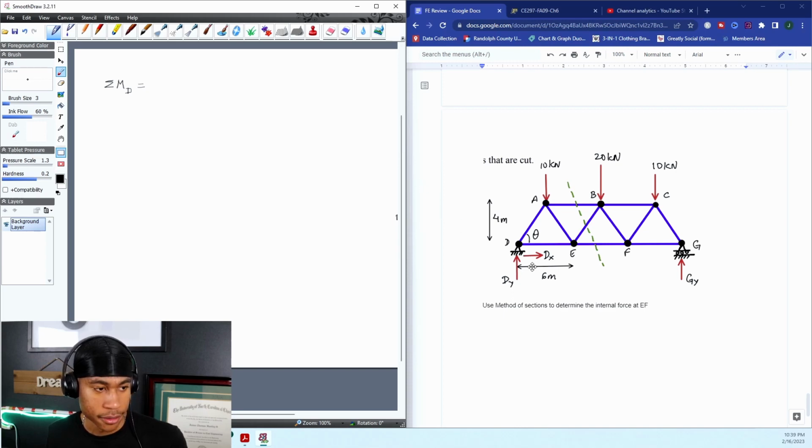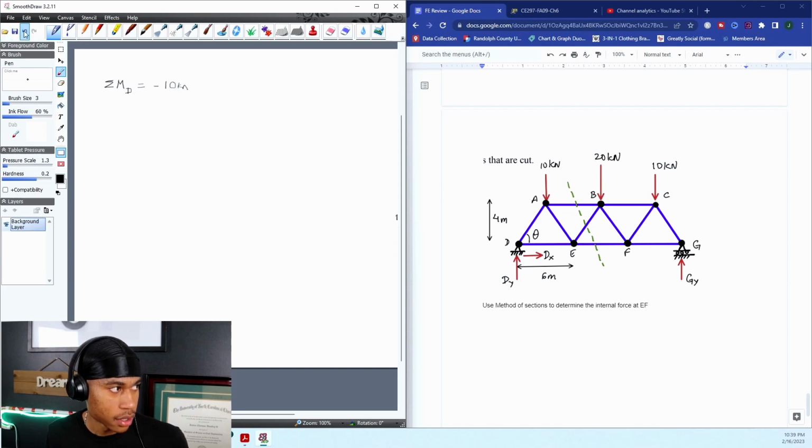A little background: these are equilateral triangles, basically. So this is 6 meters here, 6 meters here, 6 meters, and in between is 3. Just something to keep in mind for our force and our distance. So I'm going to say minus 10 kilonewtons.